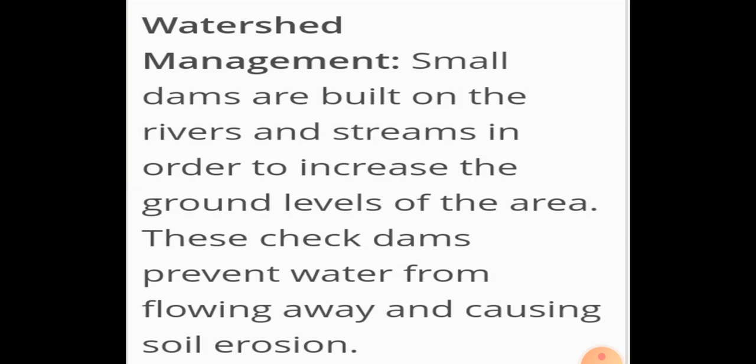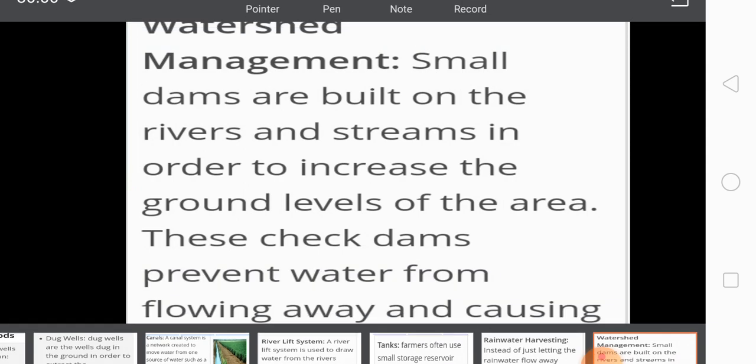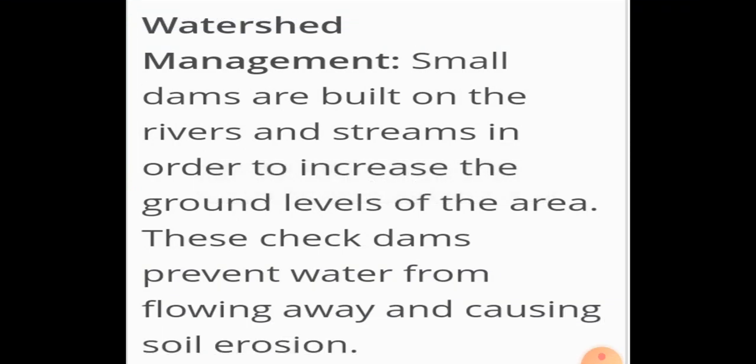Now next, last, is watershed management. Here, in watershed management, small dams are built on rivers and streams in order to increase the groundwater level of the area. These check dams prevent water from flowing away and causing soil erosion. So what happens is that dams are built on the rivers, so that the level where they are farming is raised a little, so that when the water is released there is no soil erosion, and the flow of water can be checked. So that's why these dams are made on the rivers or streams.